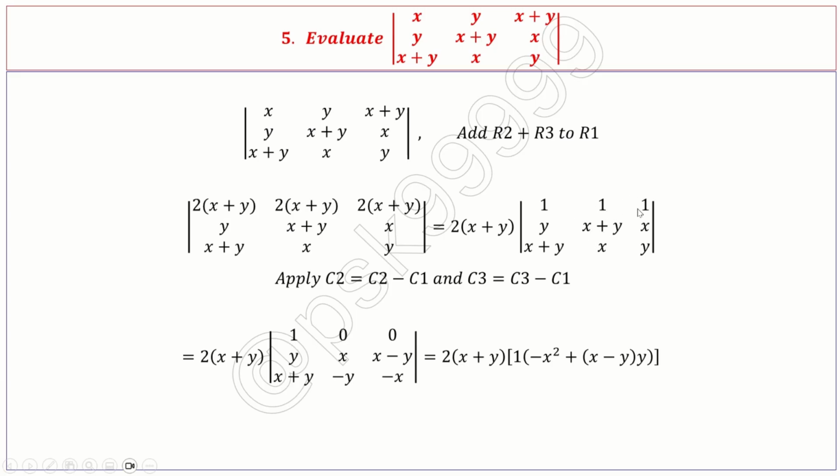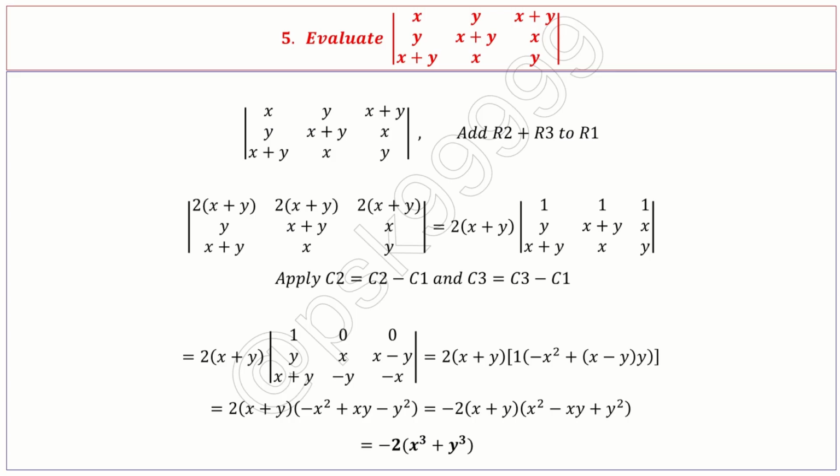I'll substitute. Obviously, these two will become 0. So it's easy for me to find the determinant. Okay. So 2 into x plus y, determinant of 1, 0, 0, y, x minus y, x plus y, minus x, which is very simple now. 2 times x plus y as I wrote here. And this one is 1 into minus x square plus x minus y into y, which if I simplify, I get minus 2 times x cube plus y cube. This is the determinant.